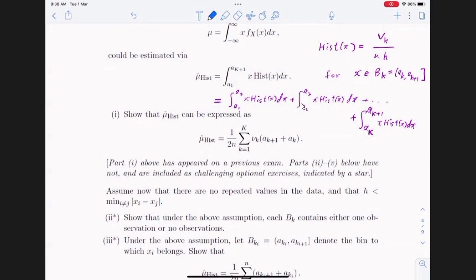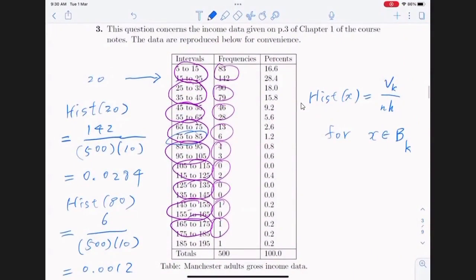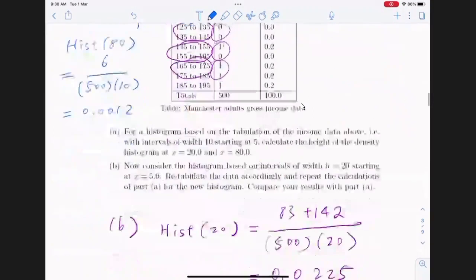Okay, actually I've given you a hint here. The trick of this question is to partition the integral into the sum of these integrals. The reason is that the density histogram will take different values within different intervals. Just like in the previous question, within different intervals, we have a different vk. So the histogram of s will be different within different intervals. So we need to partition the whole integral range into sub-intervals, like this.